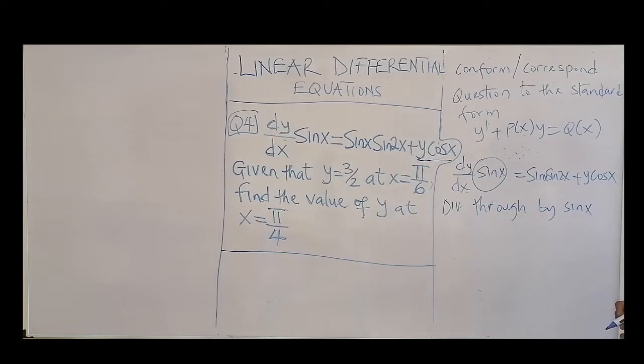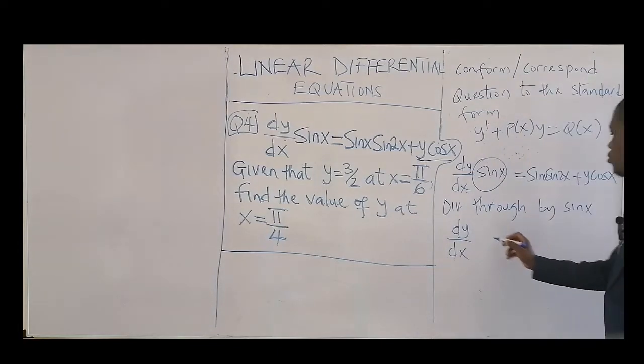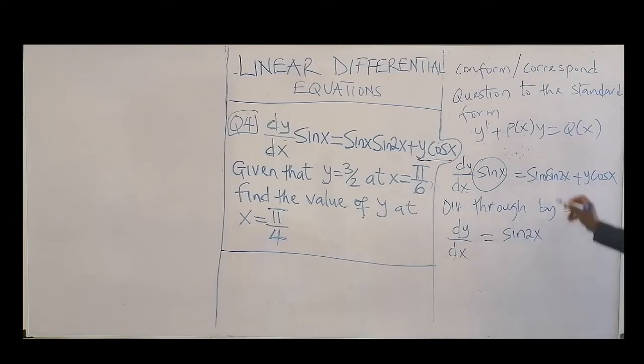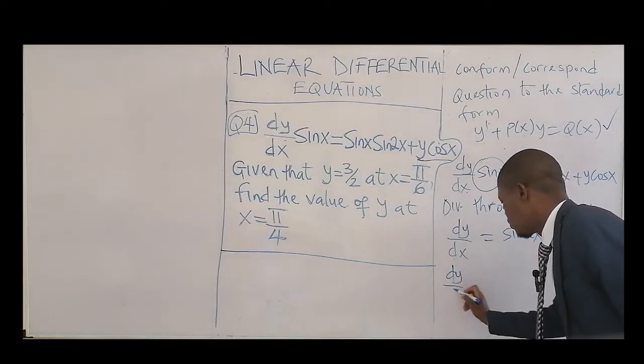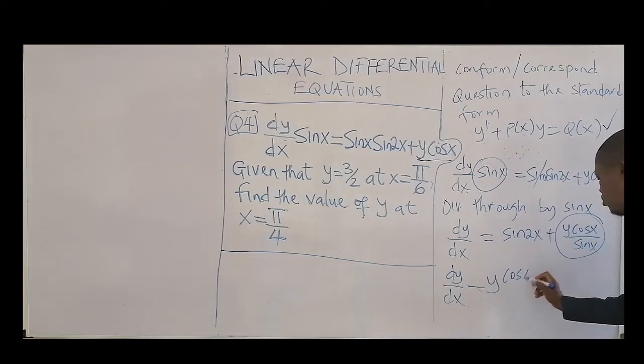If we do that, we are going to have dy/dx equal to sin x. Sin x will go here, and that will go to sin 2x. This one will cancel here. We have sin 2x plus y cos x over sin x. Then the next thing is to do the arrangement in this form. So we now have dy/dx. Move this one to the left side. That will be minus y cos x over sin x.